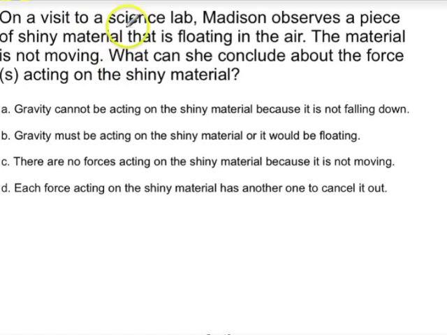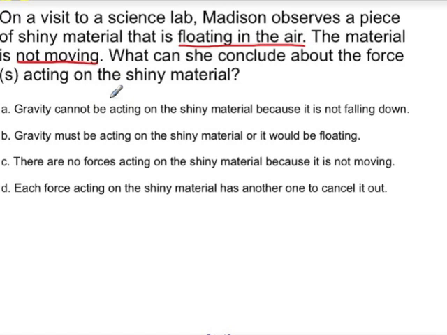On a visit to a science lab, Madison observes a piece of shiny material that is floating in the air. Okay, it's floating in the air. The material is not moving, okay? So it's not going up, it's not going down. It's just floating in the air. What can she conclude about the forces acting on the shiny material?